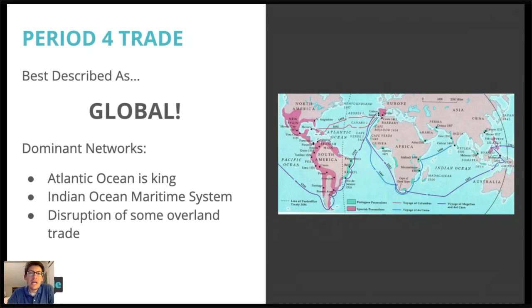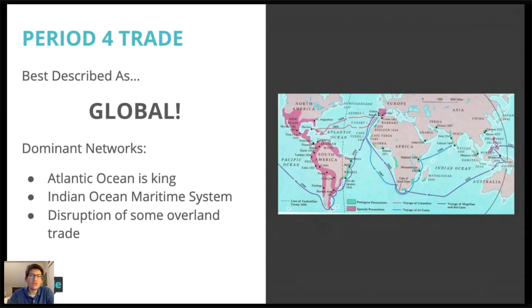The dominant trade network in time period 4, although it is not technically formed at the start of the time period, becomes the Atlantic Ocean. The Atlantic Ocean is going to be the king by the end of this time period. But there are other dominant networks. The Indian Ocean maritime system is still very active. There's going to be more increasing trade there as well in this time period.